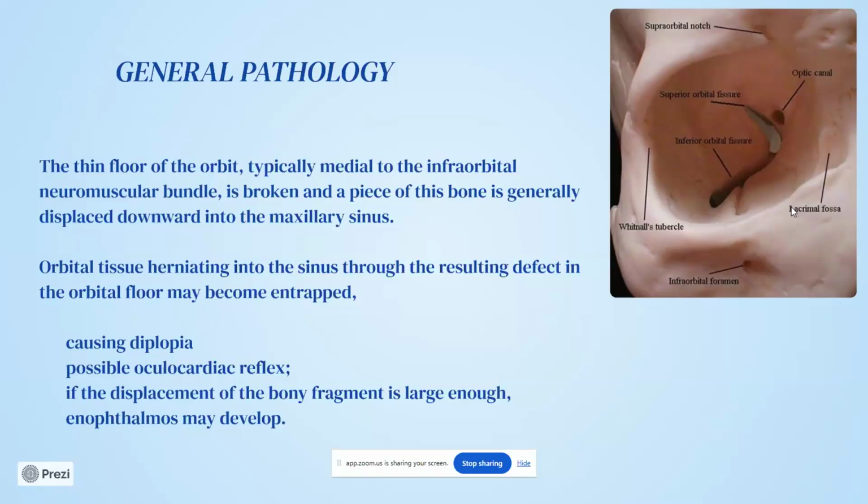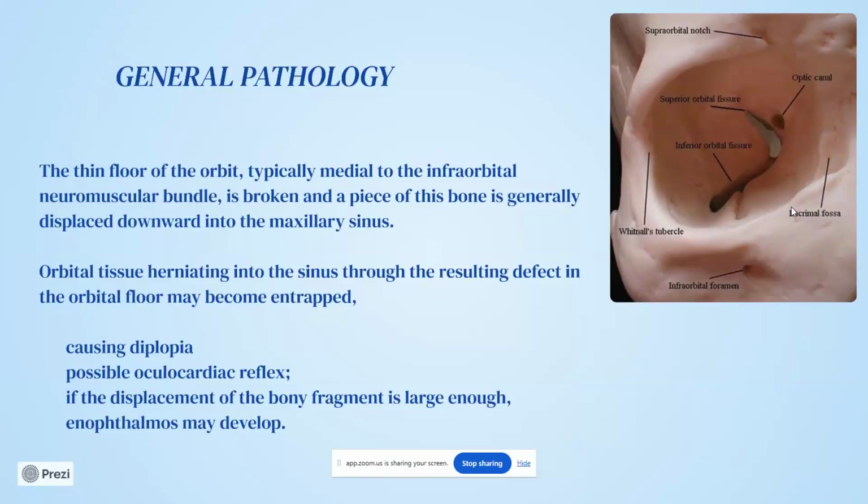That can cause double vision, diplopia, and entrapment of the muscle may also cause a severe oculocardiac reflex. If the defect is large enough, there can also be gross enophthalmos, and sometimes more than 50% of the floor is fractured. There are even cases reported wherein the eye is sunken into the maxillary sinus. I myself have seen that case at Shankar Netralaya.